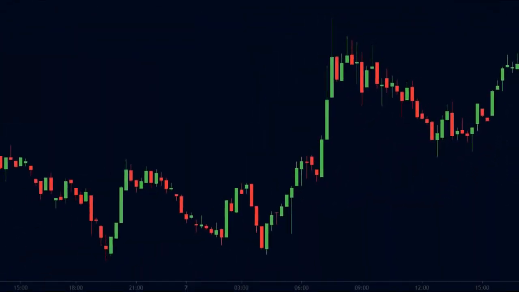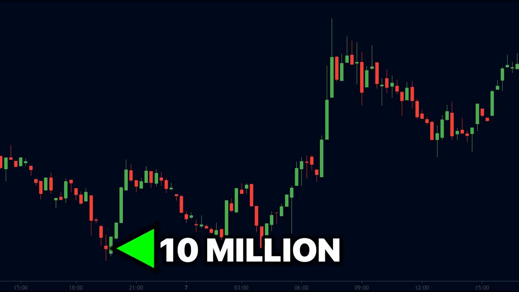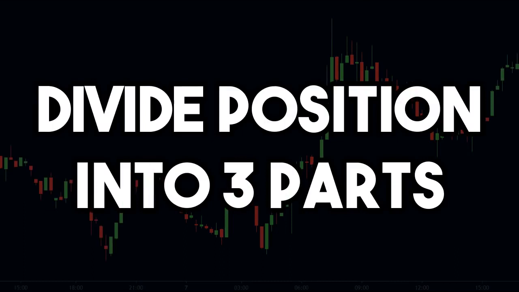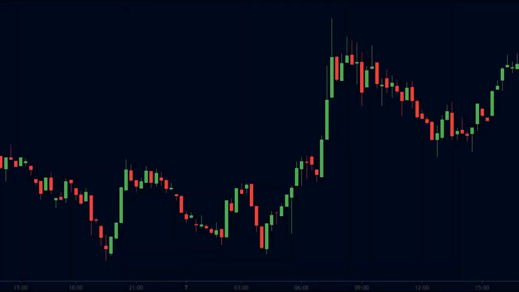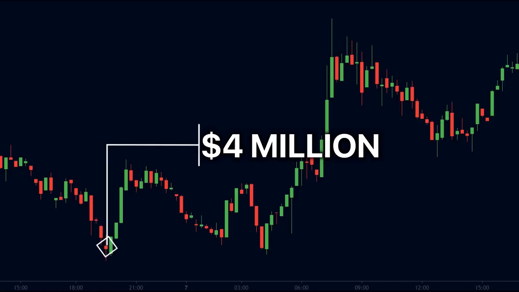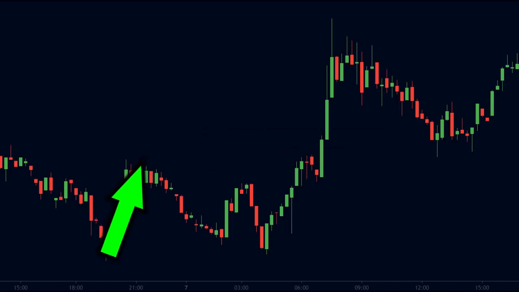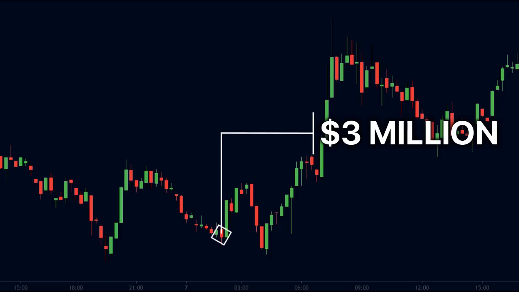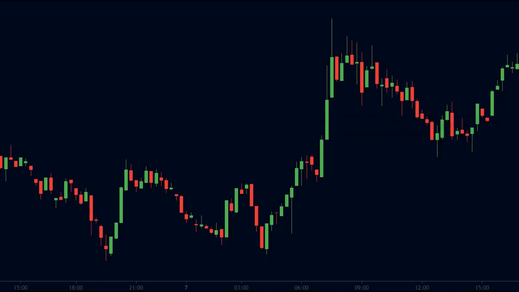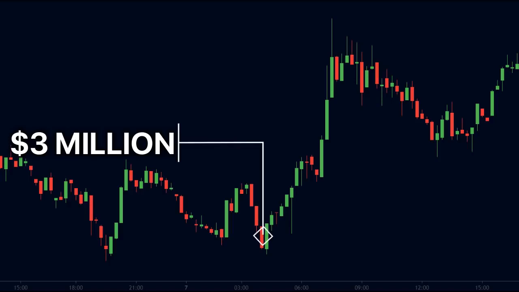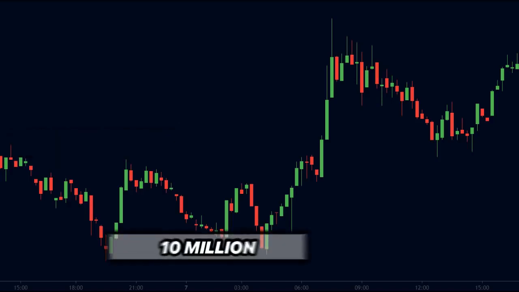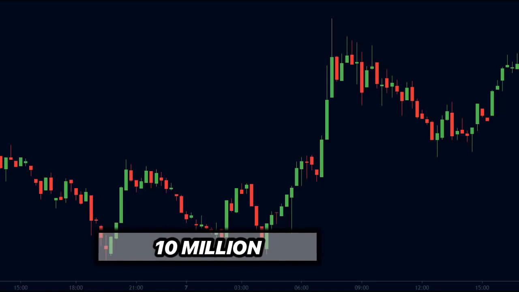Look at this image. Let us say that a certain hedge fund wants to buy 10 million worth of shares at this price. So, they divide their position into three parts. They buy 4 million worth of shares here. That pushes the price upwards. But soon enough, the price comes back near their entry. So they buy another 3 million worth of shares here. And lastly, they buy another 3 million worth of shares on this dip. So now, they have successfully bought 10 million worth of shares at the same price, without hampering the price action of the stock.